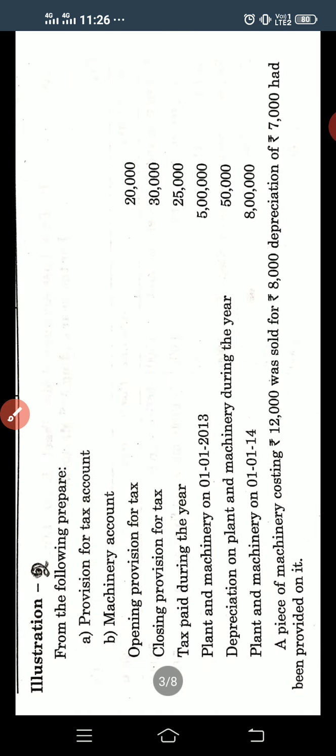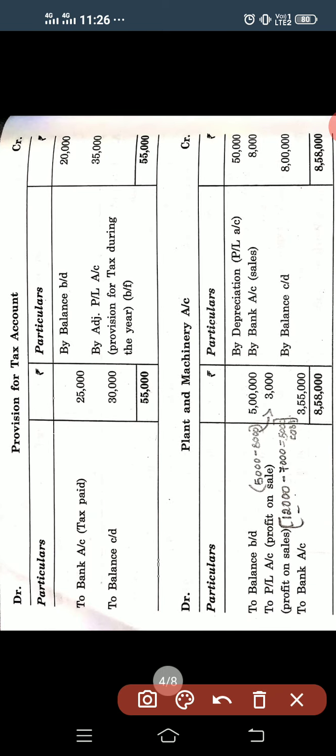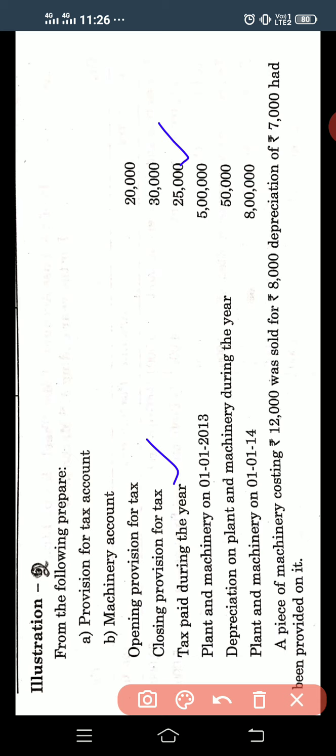Next is the closing provision for tax. They have given 30,000. The closing balance will come here in the provision for tax account as To balance carried down 30,000. Record that. Done. Next, what they have given is tax paid during the year, that is 25,000.